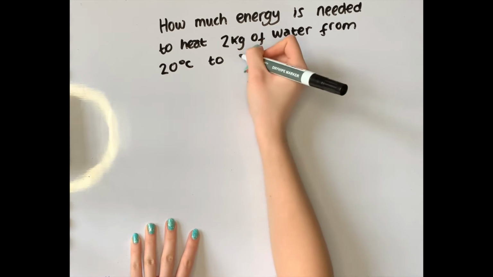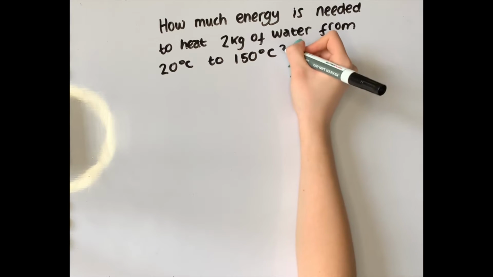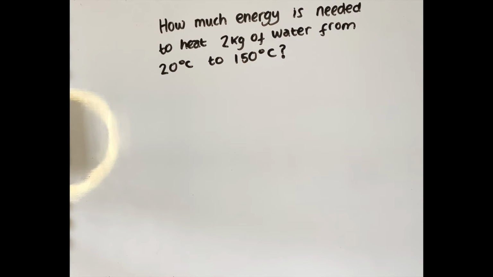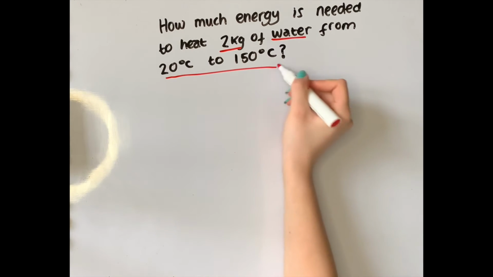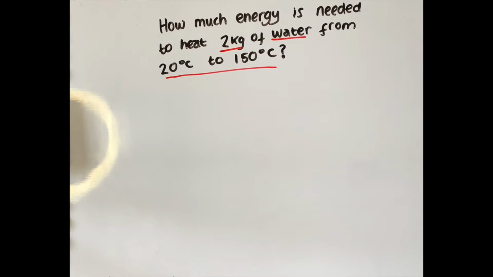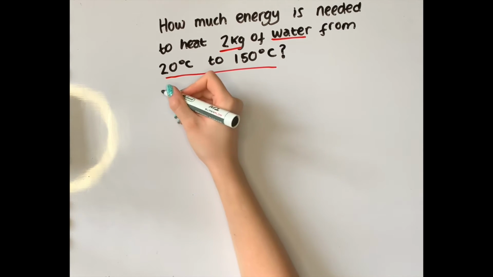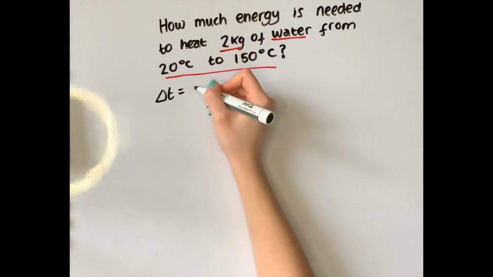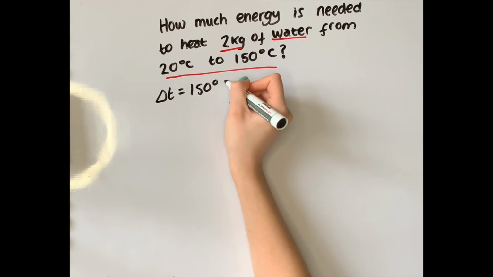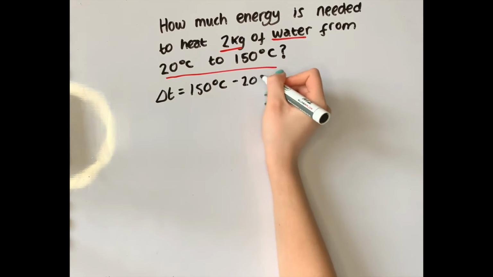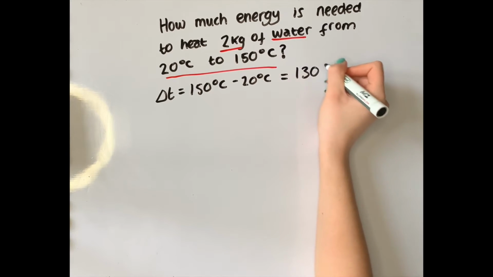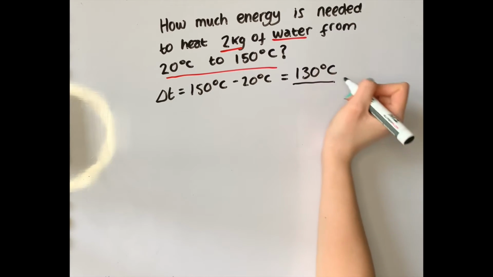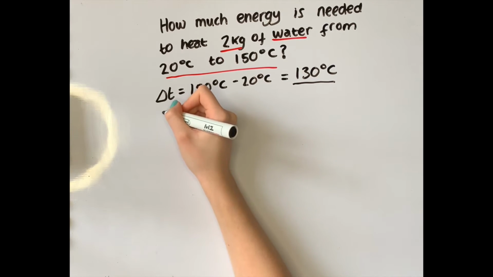So our first question is, how much energy is needed to heat 2 kilograms of water from 20 degrees Celsius to 150 degrees Celsius? So the first thing to do is underline the important points in the question. Because we know this topic is specific to the type of substance, we underline water, we underline the mass, and the other important thing is the temperature rise. So we calculate the temperature change by doing the final value minus the initial value, and we get 130 degrees Celsius for our temperature change.